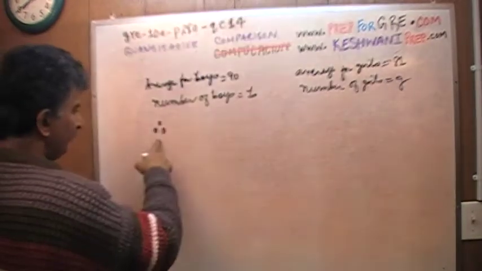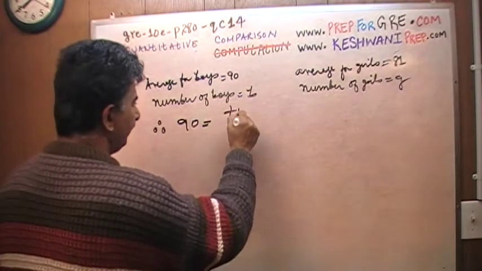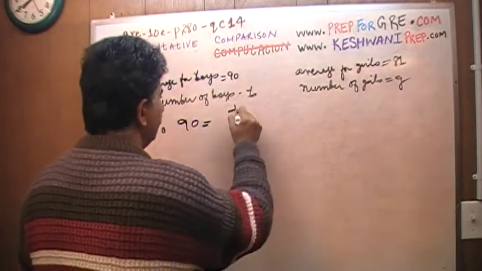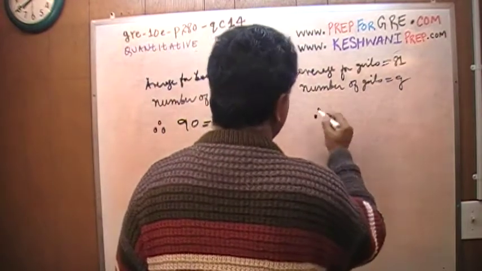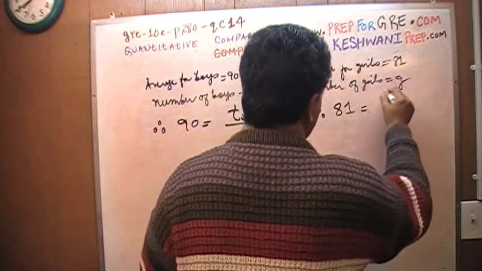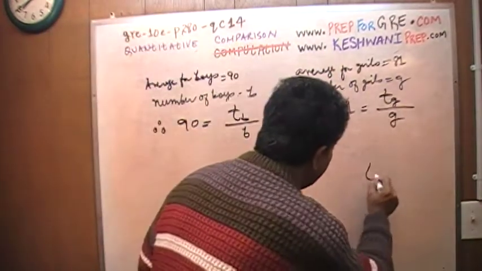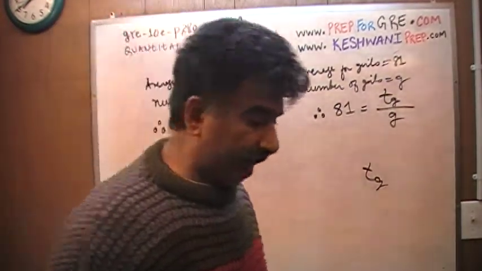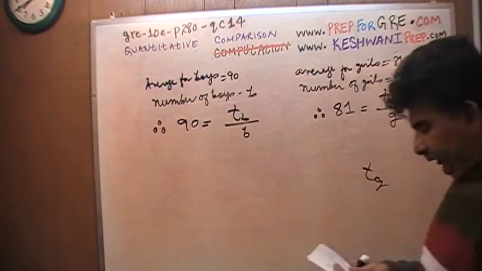If the average is 90 and the number of boys is B, therefore the average has to be the total for the boys, T with the subscript B, divided by the total number of boys. And same thing here, therefore 81 has to equal the total for the girls over the number of girls. T with the subscript G stands for the total for the girls. Again, give me a second, I'm going to look in the camera one more time. Eight minutes, I have exactly 2 minutes.